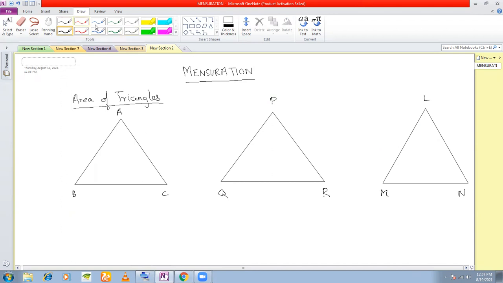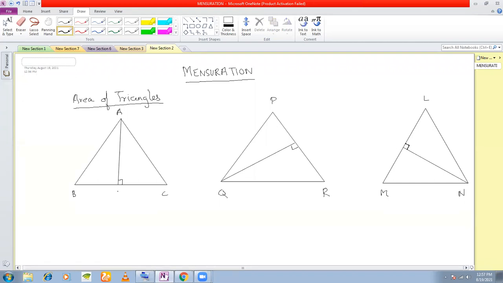Okay. Now in the first triangle, I'm drawing an altitude, a perpendicular from A to the opposite side. In the second triangle, I'm drawing a perpendicular from Q to the opposite side. And in the third triangle, I'm drawing a perpendicular from N to the opposite side. All these are called heights. All these perpendiculars are called heights.